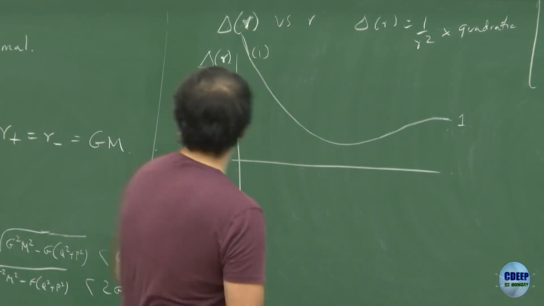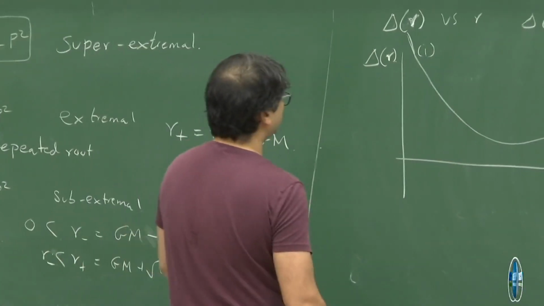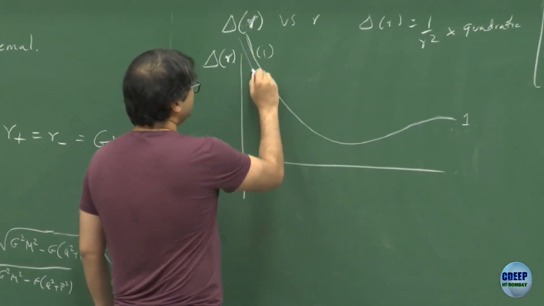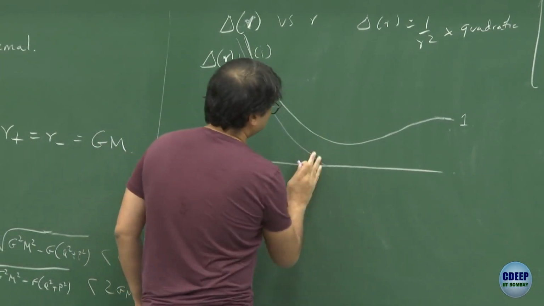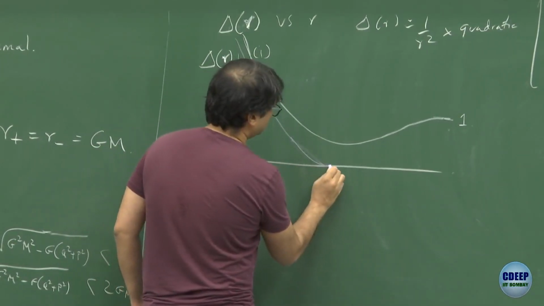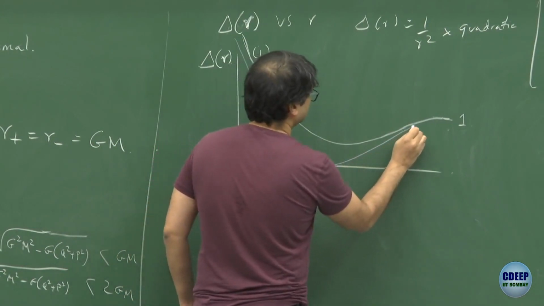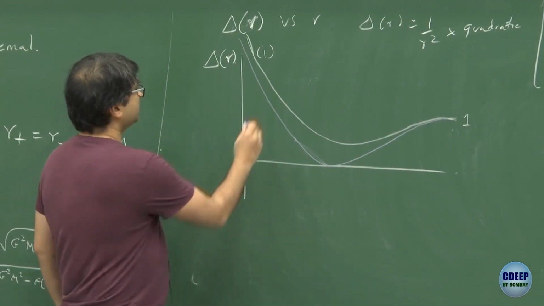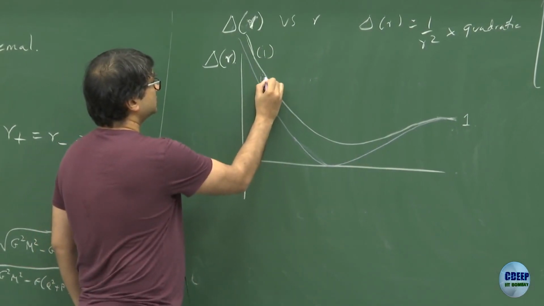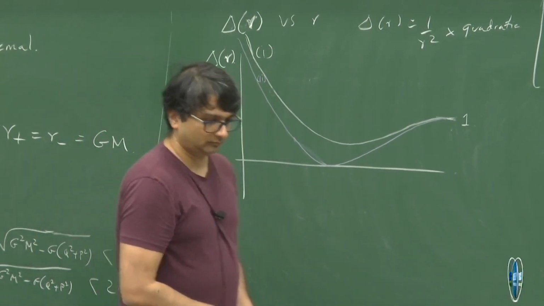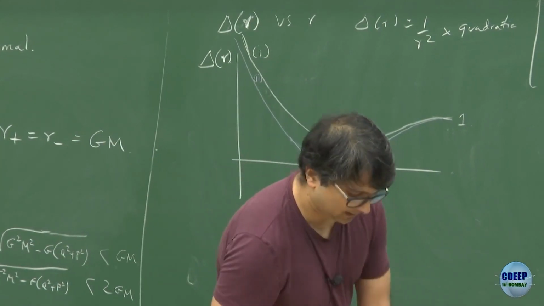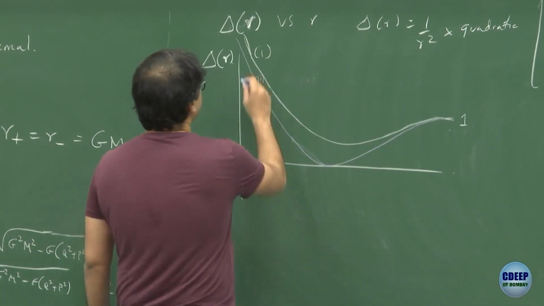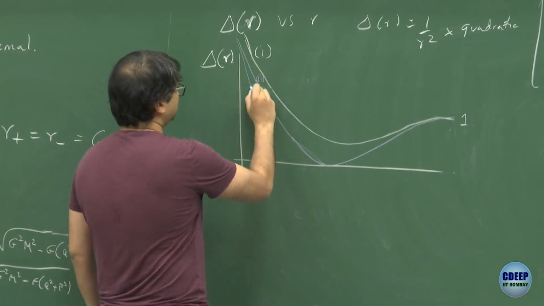In case 2, where the discriminant is 0 and you have one real root, the curve will just intersect the real axis at one point, and this asymptotes towards 1. So this is case 2. And case 3 is where you'll intersect the axis twice. So it will look something like this.